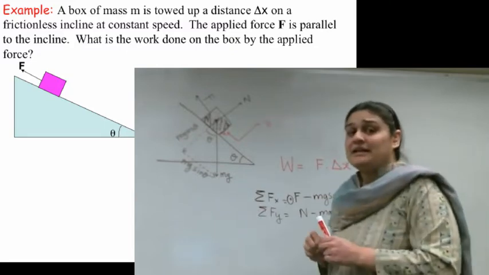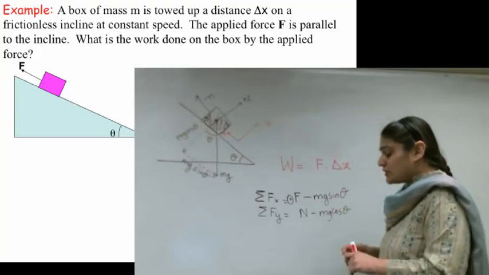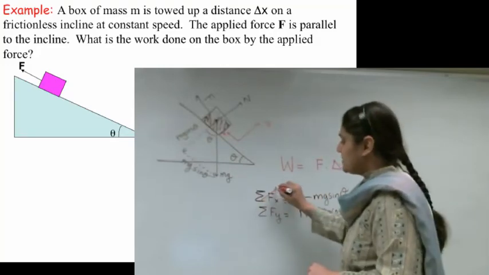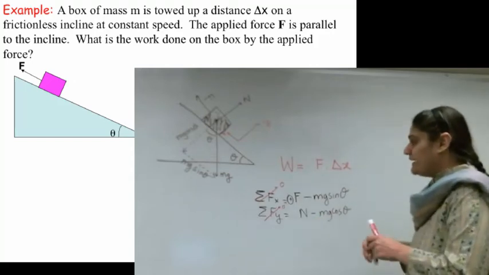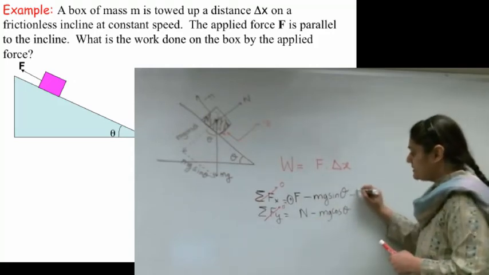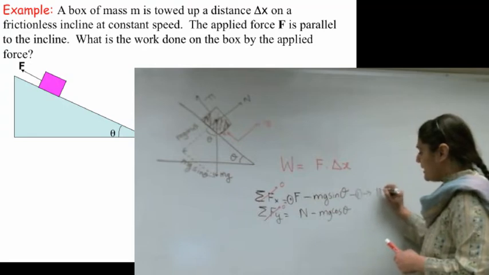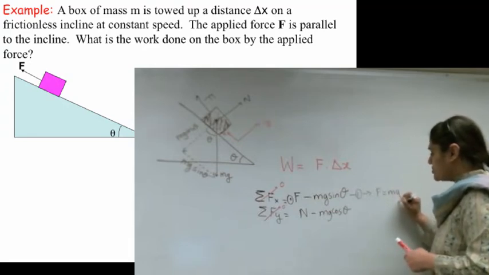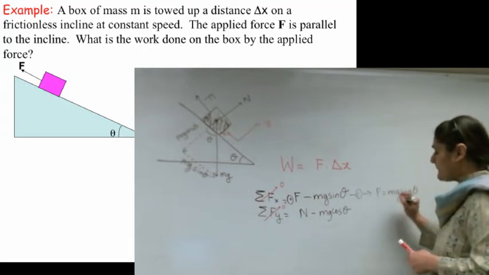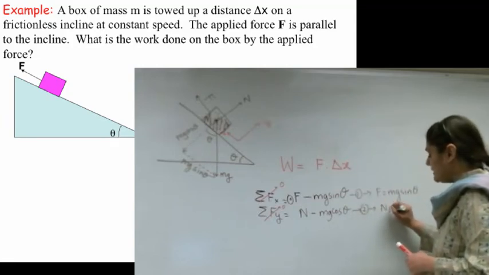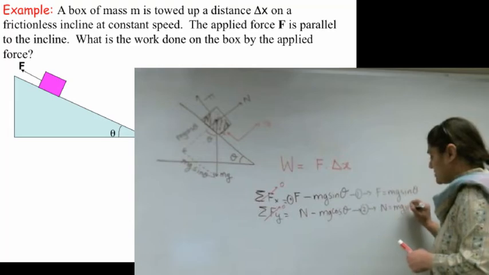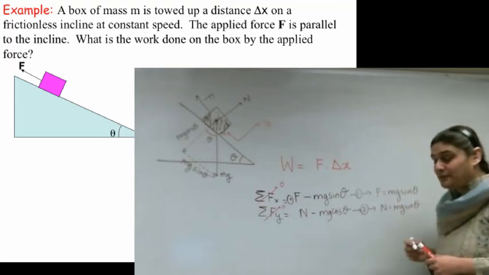Now it says that it is a constant speed. So constant speed means that this goes to 0 and this goes to 0, right? What am I left with? So my equation 1 reduces down to F equals mg sine theta, and my equation 2 reduces down to N equals mg cosine theta. Okay?